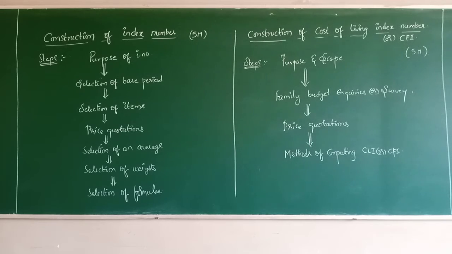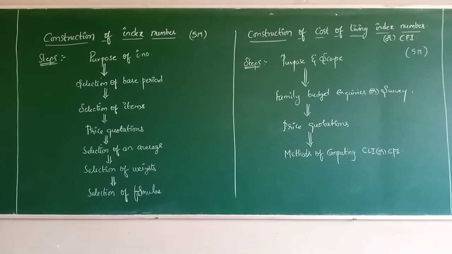At the same time, for the selection of items, selection of average, selection of weights, knowing the purpose would be very much required. Clear? And the second thing is selection of base period. Generally, the index for the base period is always taken as 100, you all know that, and that particular period may be a year or month or day or anything.